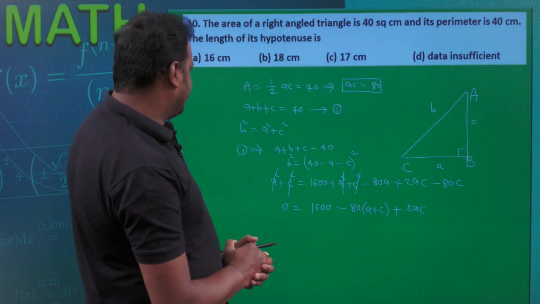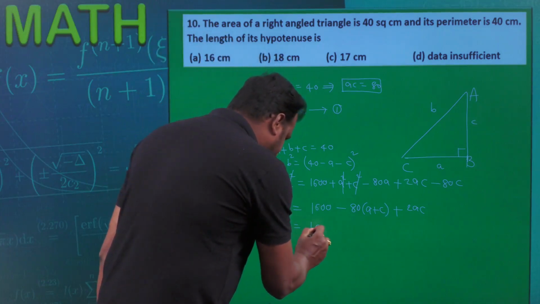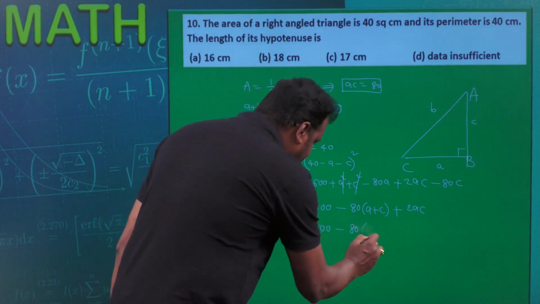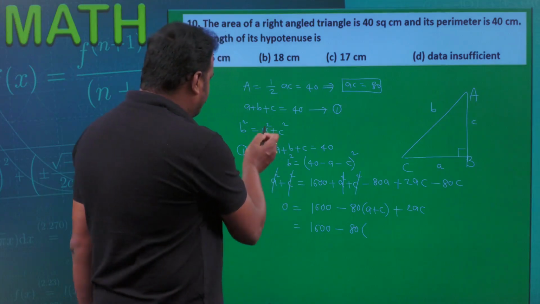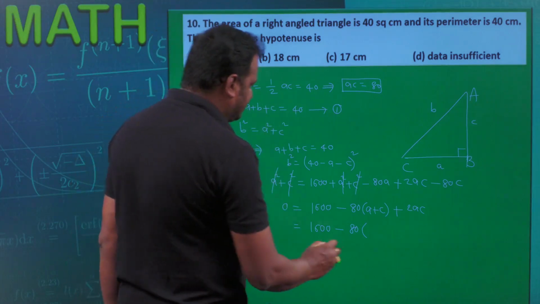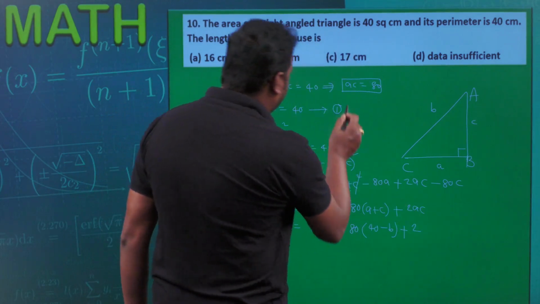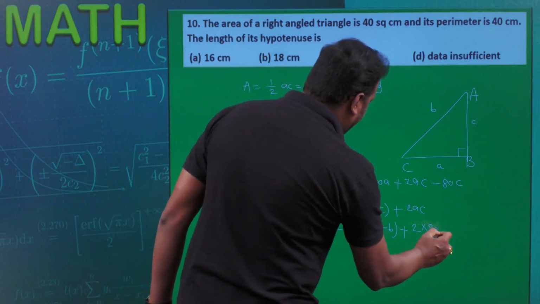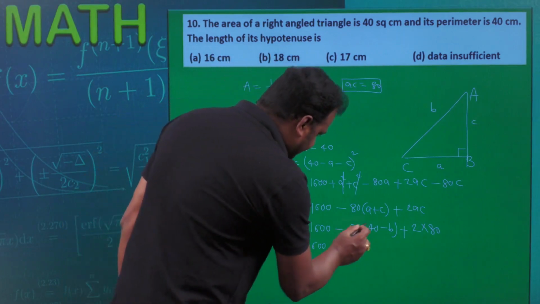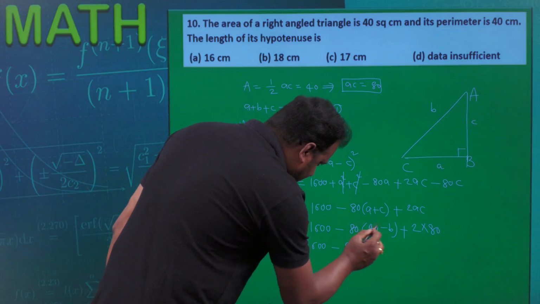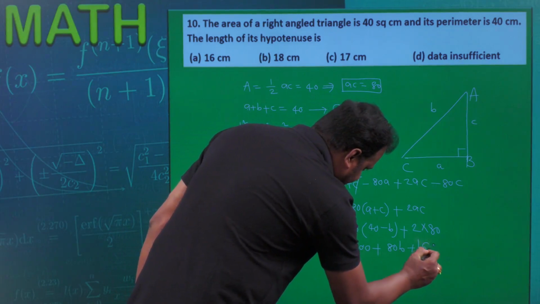Now you have some information here. That information is like 1600 minus 80 times, what is a plus c? Do you know the value of a plus c? a plus c is equal to 40 minus b. So 40 minus b, plus 2ac, where 2 into ac is going to be 80, is equal to 0. So 0 is equal to 1600 minus 80 into 40, which is 3200, minus into minus plus 80b, plus 160.